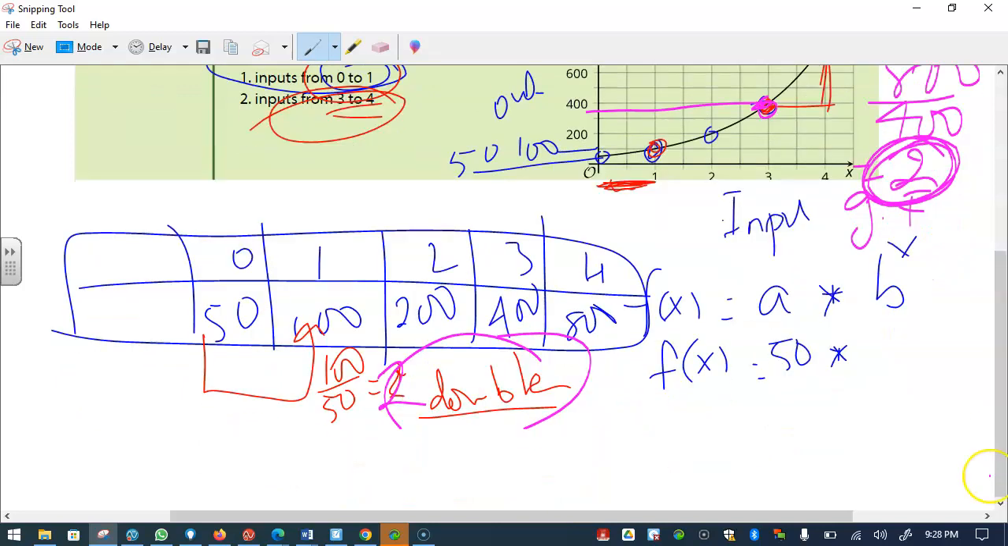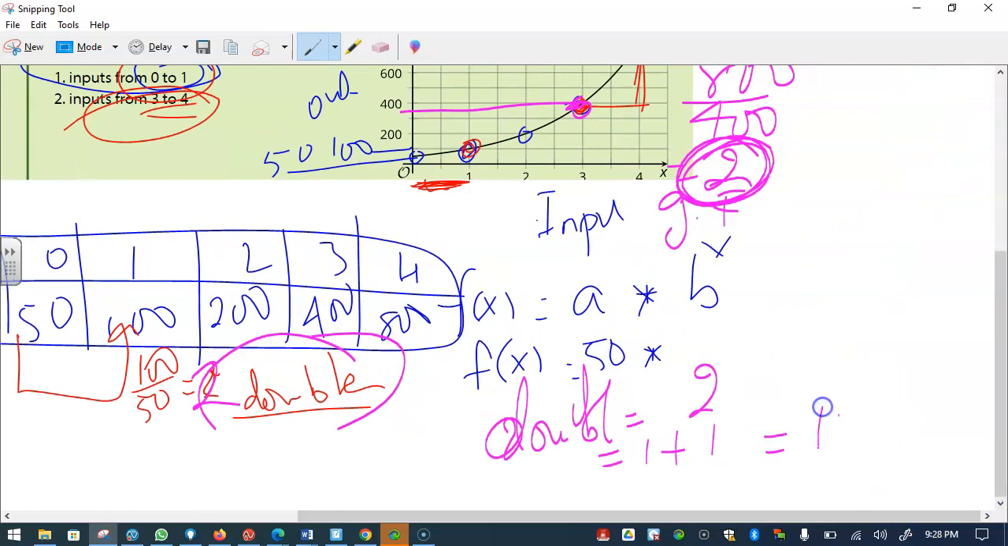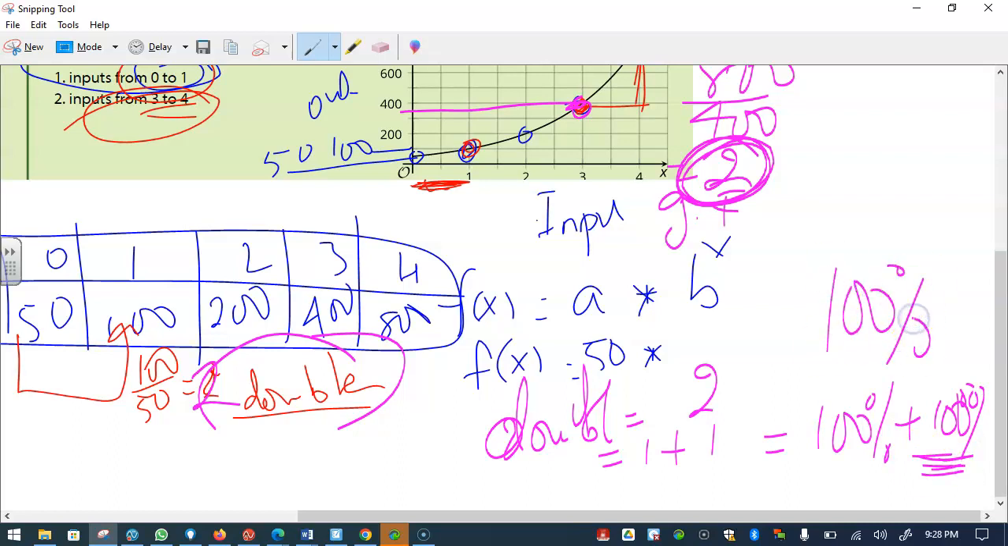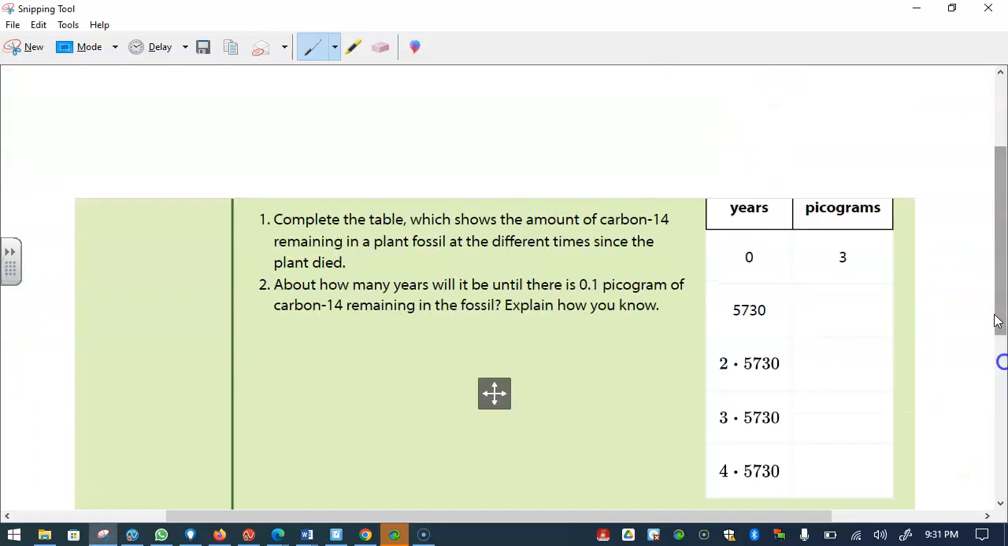So what does that mean? So it doubles. What doubles basically means is the growth factor is 2. It means it is 1 plus 1. Then it's like 100% plus 100%. So there is an increase. The percent increase is 100%. That's what I'm trying to say. Okay. So let's go to the next.